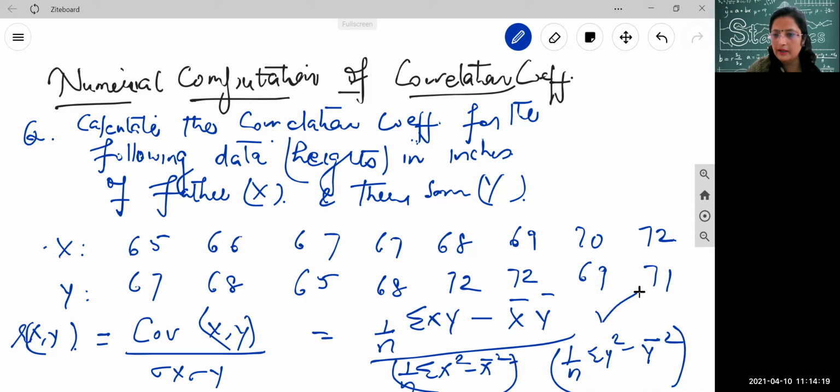So after the formula, it means you need the product of x and y, then its sum. You need the mean of x, the mean of y, and the sum of squares of all the values of the variables. So all of these things we will calculate. Now we will do it by two methods. One is the direct method, the other is the shortcut or step deviation method.